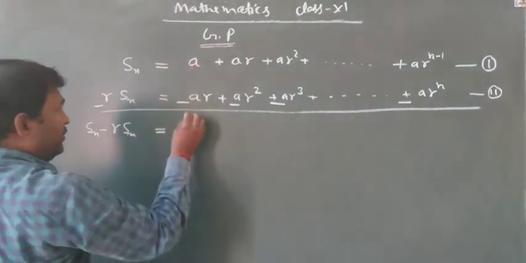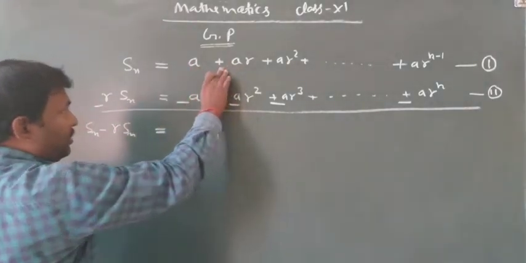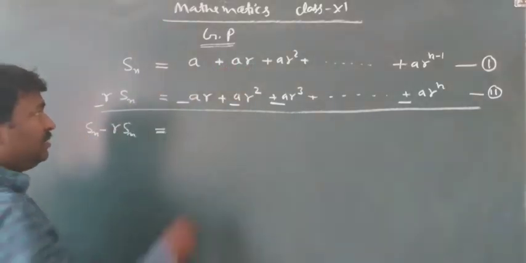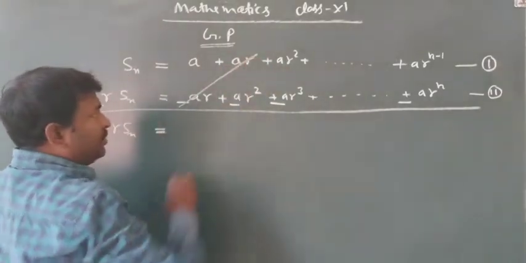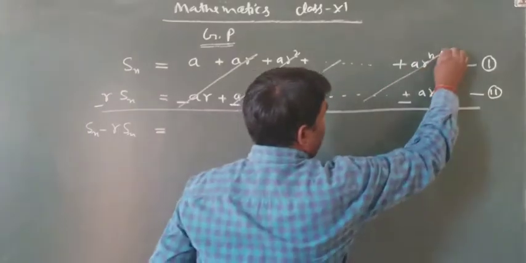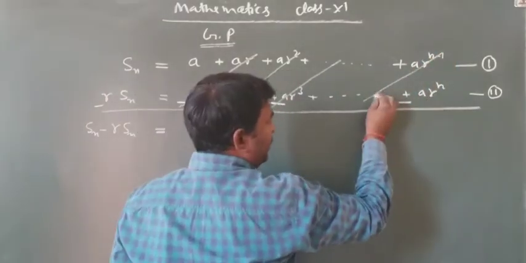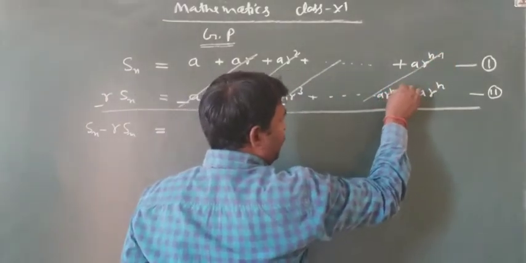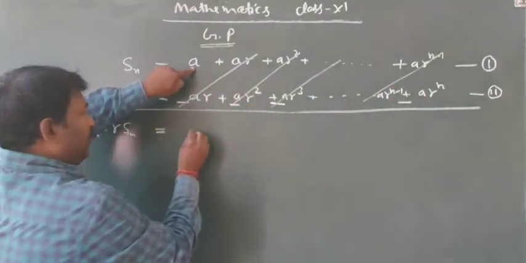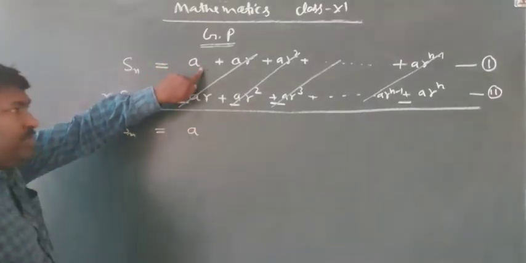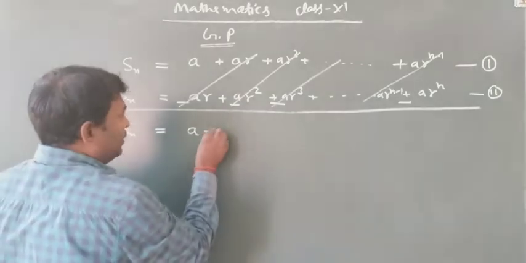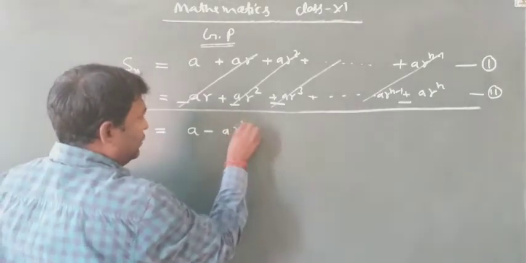From here, see, in equation 1 there is ar, and in equation 2 there is minus ar, so this will cancel out. This will also cancel out. In this way, all these terms will cancel out. Before this ar power n, you would get ar power n minus 1. So only two terms are left here. This is a, the first term from equation 1, and the last term in equation 2, this is minus ar power n.